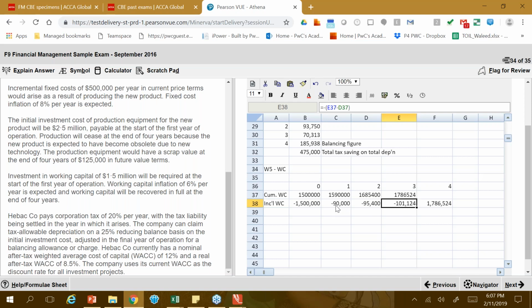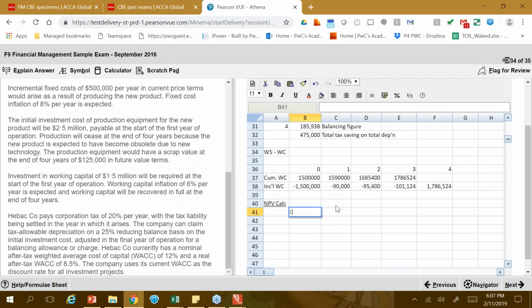We are done with all the workings, and now let's take all these workings into the structure. So we're going to do the NPV calculation now in the structure. Take the years first: 0, 1, 2, 3, 4. The tax was in the same year, so I don't need the column 5.